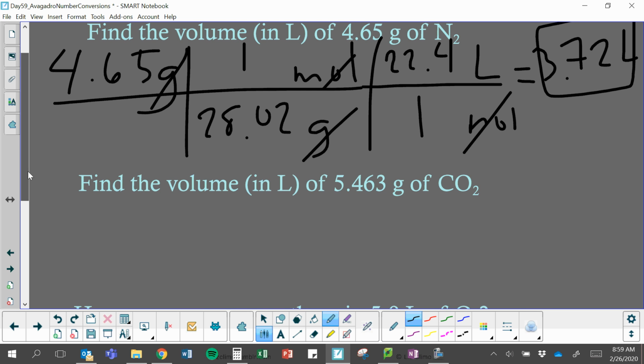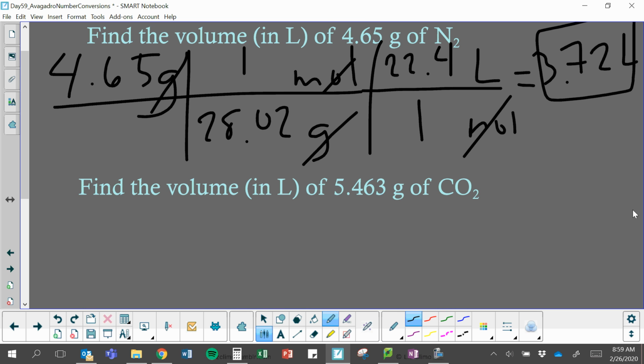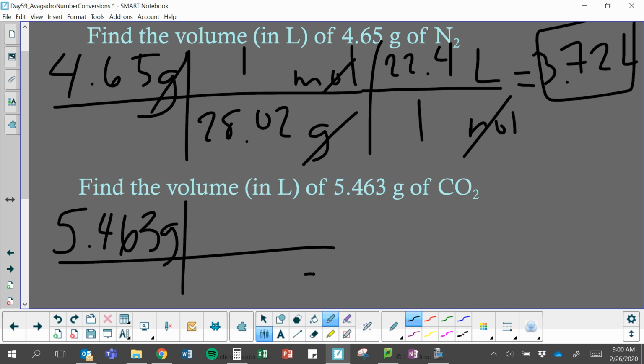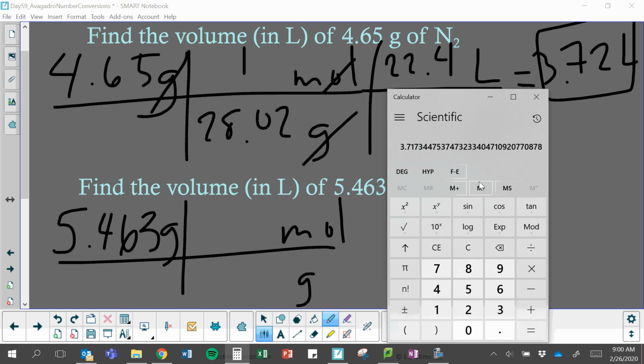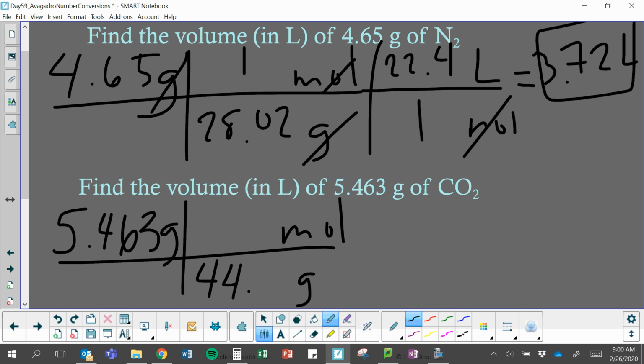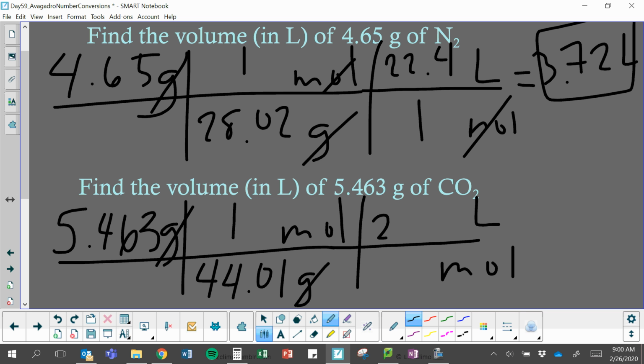Okay, so you can try this one. We have 5.463 grams. We're going to go from our grams to our moles. We need the molar mass of CO2. So we have 12.01 plus our 2 times our oxygen, which is 16. So 44 grams per 1 mole. So now we're going to convert our moles to liters. We have 22.4 liters in 1 mole.